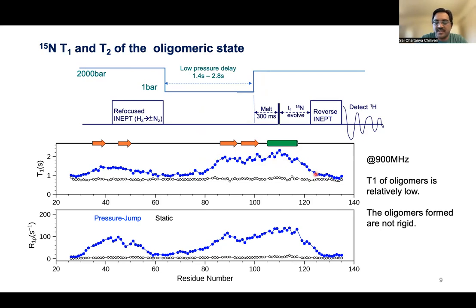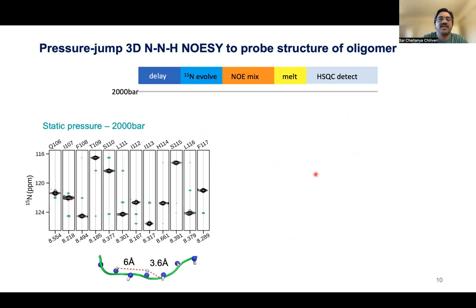Now that we have obtained secondary structural information and the relaxation times, we went ahead to obtain the distance restraints using the NOESY-based experiments. So this is measured as NNH NOESY. The figure on the left shows the NOESY strip of the segment containing amino acids 106 to 117 that is collected at a static pressure of 2 kilobar, where the protein is substantially a monomer or adopts a random coil structure.